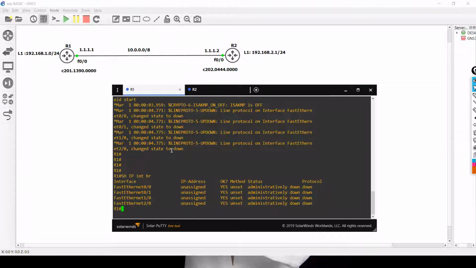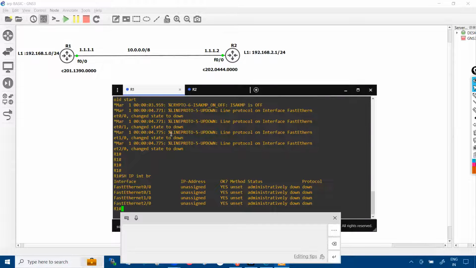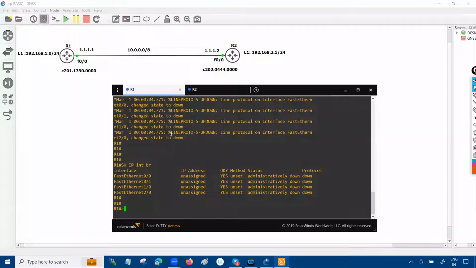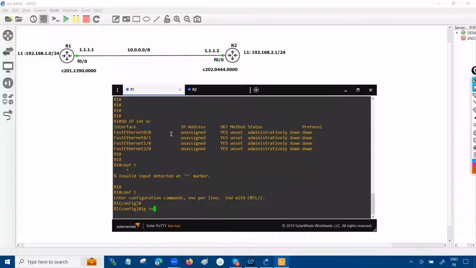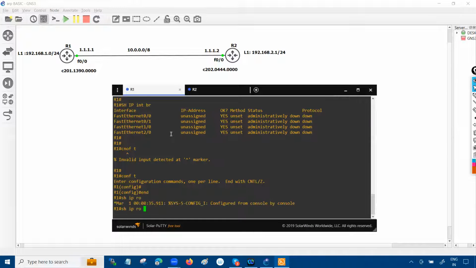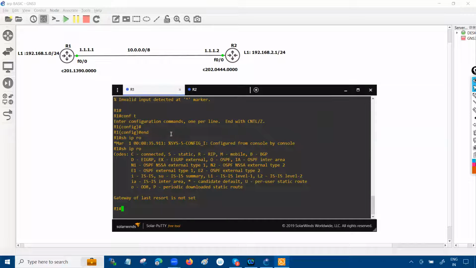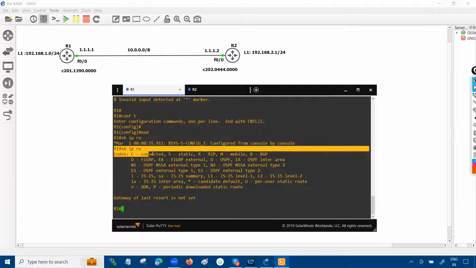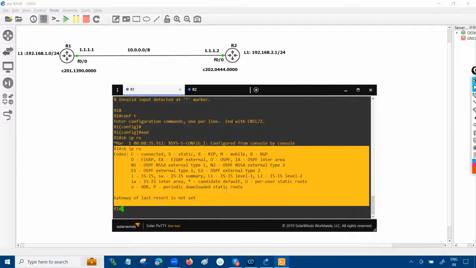So by default on the router, this command is enabled: IP routing. What this command does is enable the unicast routing table on the router. Take an example: if I put the command show ip route, I can see that I have a routing table over here. I don't have a route, of course, but I do have a routing table.